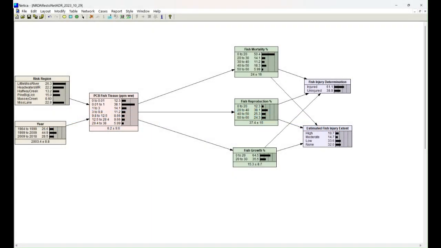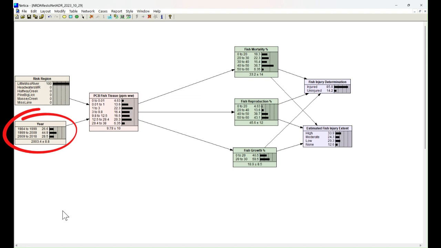Here we are in Netica. There are no parameters chosen, so what you see here represents all regions of the study area across all years from 1984 to 2018. If I choose the Little Mississauga River region and the years prior to remediation, you will see the nodes change across the Bayesian network model.